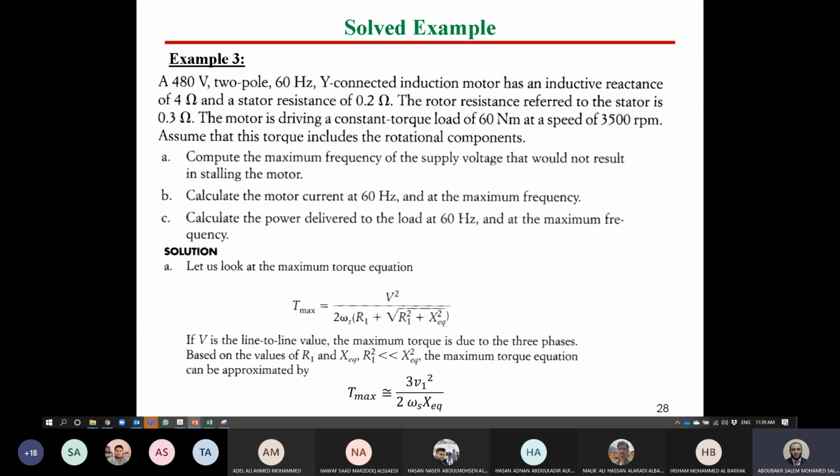Let's start, guys, in solving some examples here. We have a 480 volt, 2-pole, 60 hertz star connected induction motor with an equivalent inductive reactance X equals 4 ohm, stator resistance 0.2, rotor resistance referred to stator 0.3. So you have R2, you have X, you have R1. The motor is driving a constant torque load of 60 Newton meters at a speed of 3500 RPM.